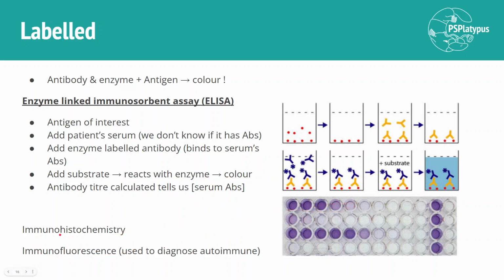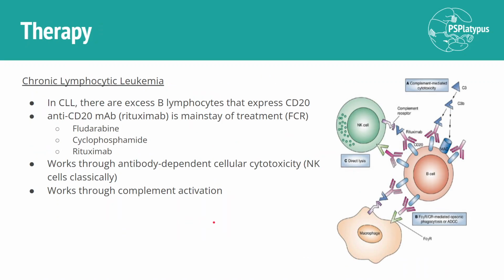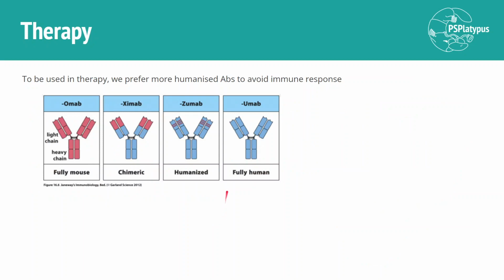And then there's a couple of different types in this category, such as immunohistochemistry, immunofluorescence, and flow cytometry, which I think aren't as important, but if you know the name and maybe what roughly it is, that's good enough. Okay, so the final category is therapy.